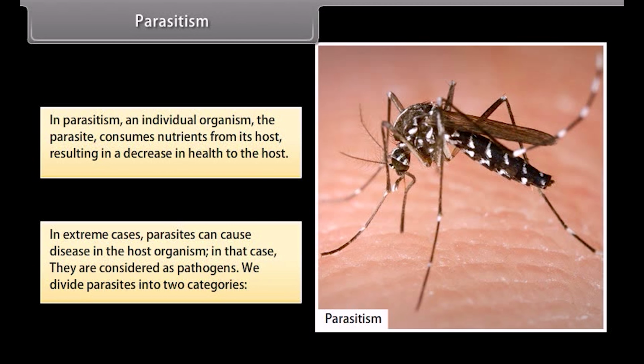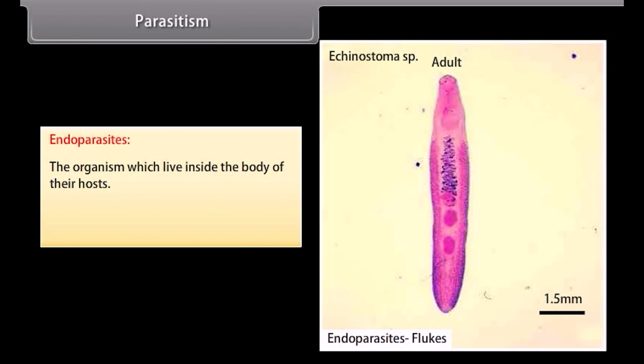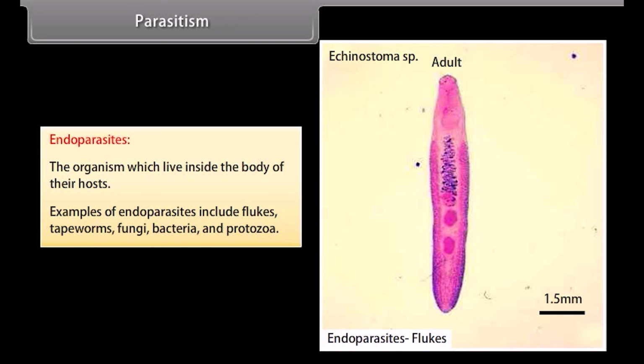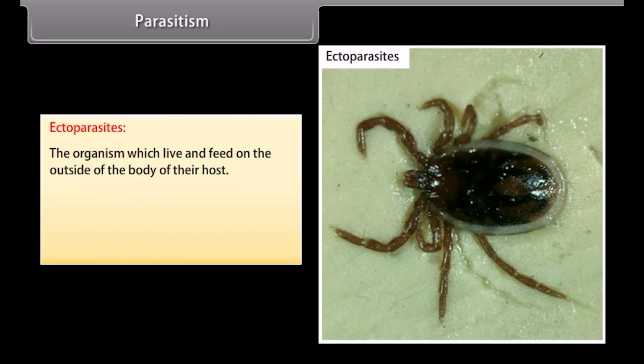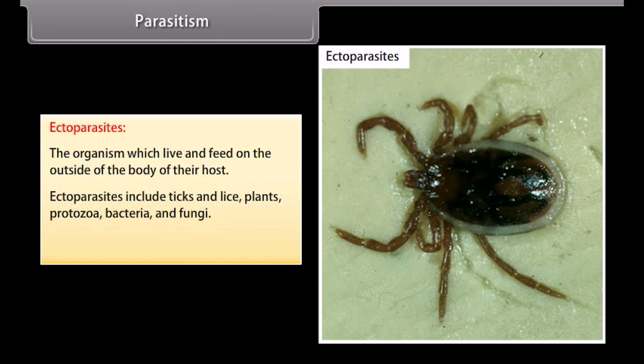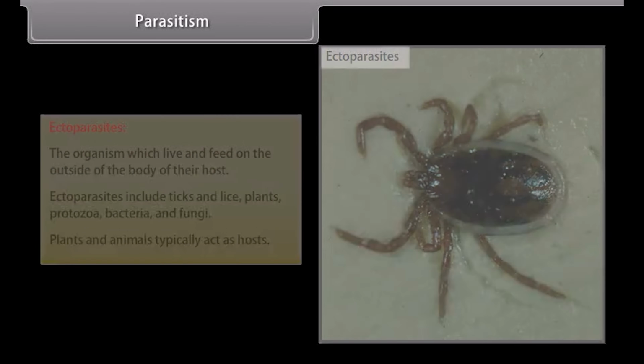We divide parasites into two categories. Endoparasites, the organisms which live inside the body of their hosts. Examples of endoparasites include flukes, tapeworms, fungi, bacteria, and protozoa. Ectoparasites, the organisms which live and feed on the outside of the body of their host. Ectoparasites include ticks and lice, plants, protozoa, bacteria, and fungi. Plants and animals typically act as hosts.